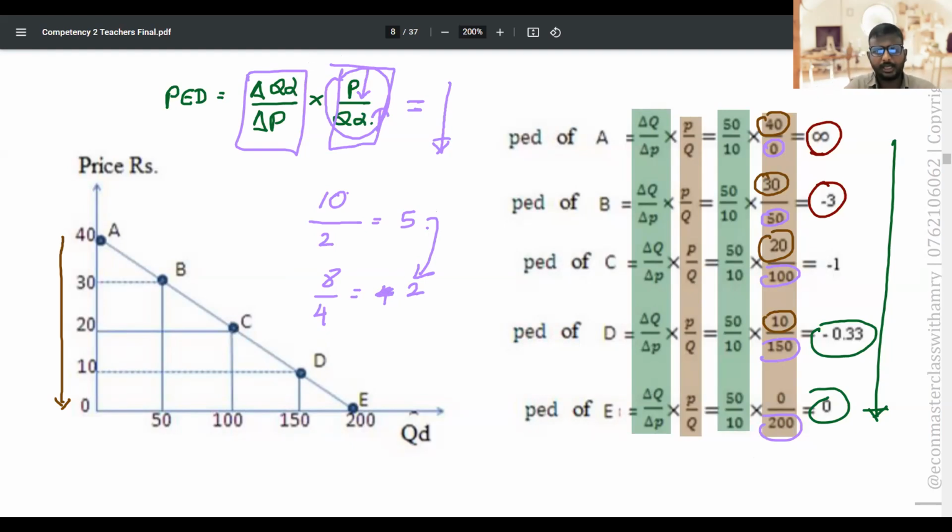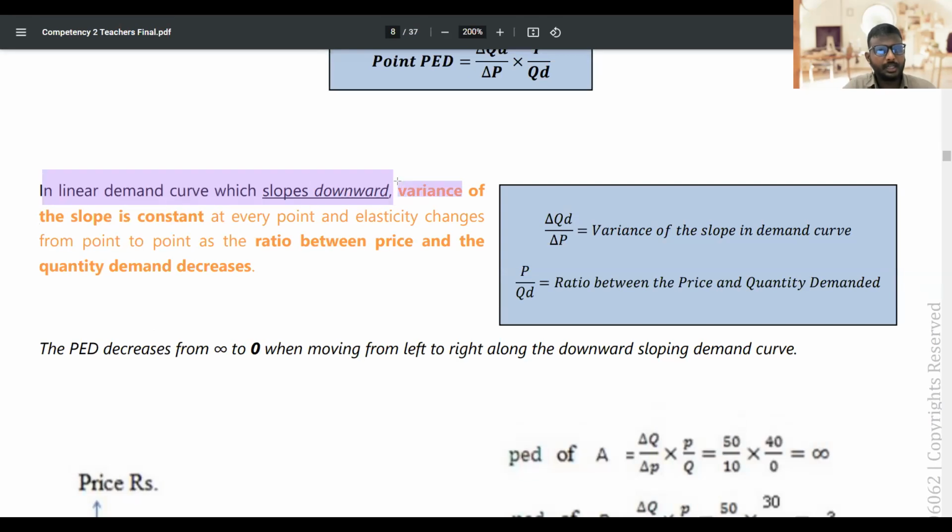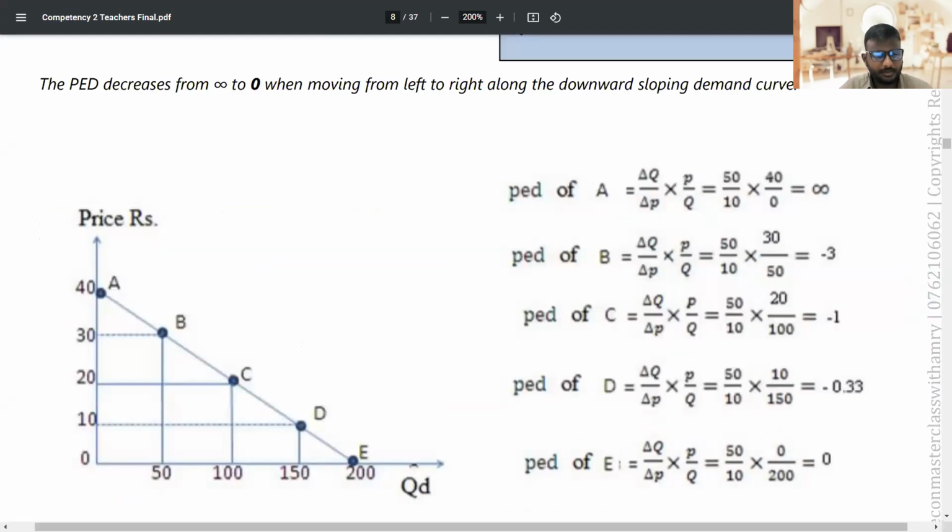And actually, if you take my handout, the answer is given. In a linear demand curve which slopes downwards, variance of the slope is constant at every point, and elasticity changes from point to point as the ratio between price and the quantity demanded decreases. The PED decreases from infinity to 0 when moving from left to right along the downward sloping demand curve. Left to right means this way. Just read through that for a minute.